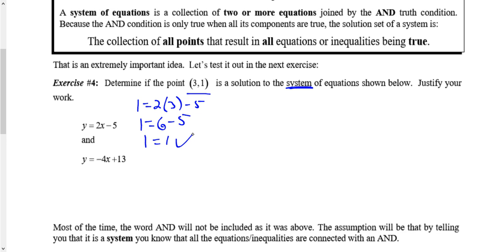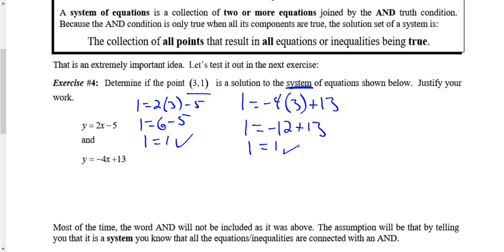So we got to do what? Yeah. Plug it into the other one. So does 1 equal negative 4 times 3 plus 13? Negative 12 plus 13. 1 equals 1 again. So is that a solution to the system, 3 comma 1? Yeah. So if that's a solution to these two equations, where on the graph will you find the coordinate 3, 1?